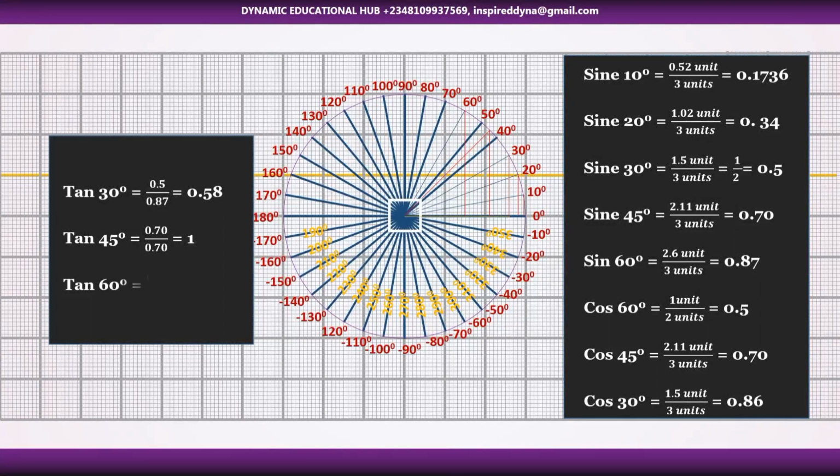In my previous video, I showed how we can use this graph to find the value of sine, cosine, and tangent of different angles. So in this video, we are going to learn how to find sine, cosine, and tangent of some angles. We are going to find them in their irrational form, in their surd form.